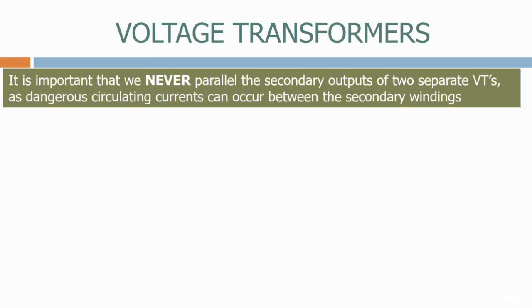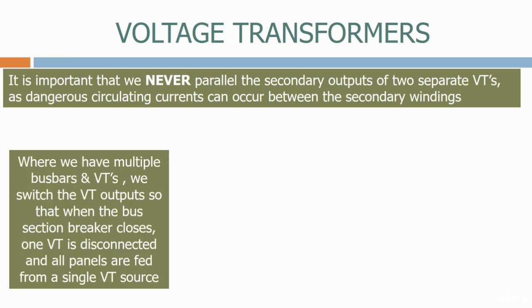It is important that we never parallel the secondary outputs of two separate VTs, as dangerous circulating currents can occur between the secondary windings. Where we have multiple bus bars and VTs, we switch the VT outputs so that when the bus section breaker closes, one VT is disconnected and all panels are fed from a single VT source.